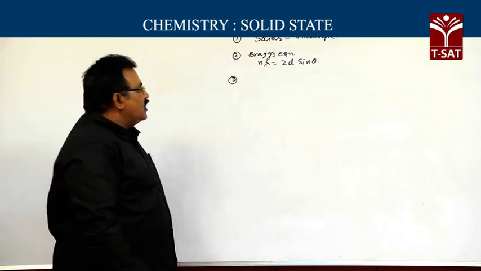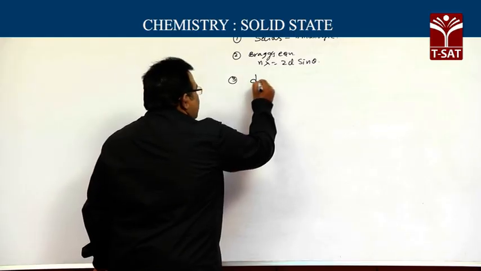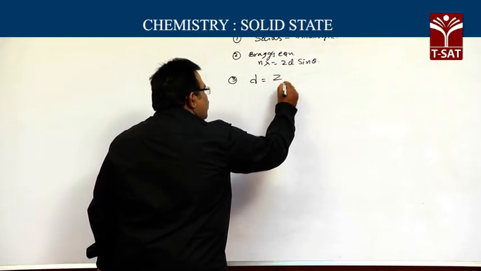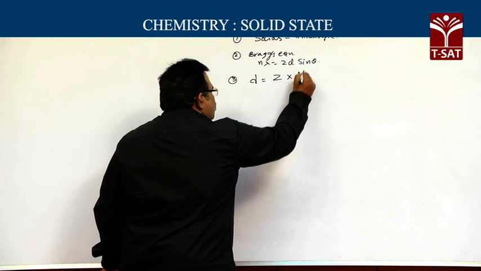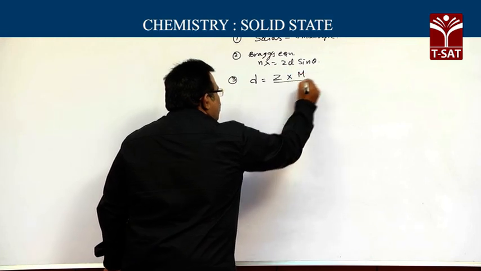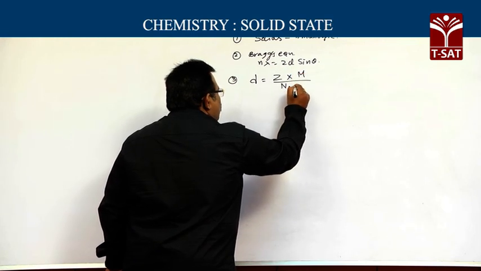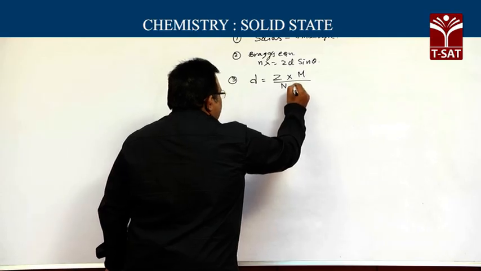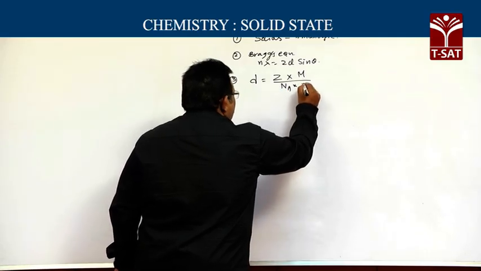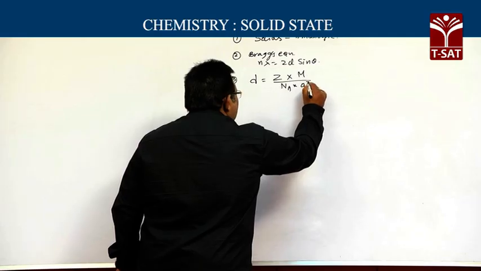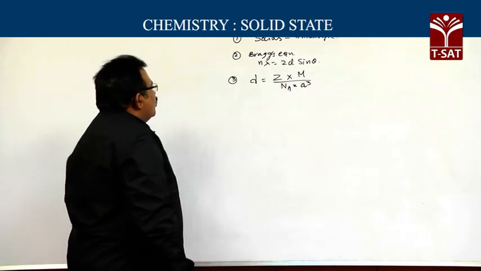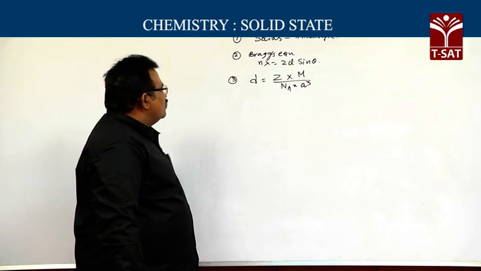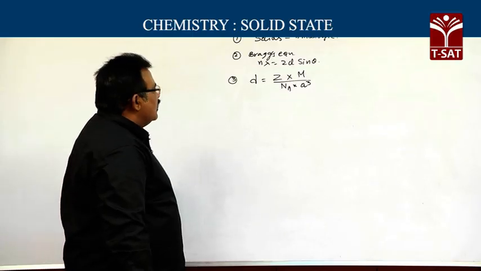Calculation of density of the unit cell. Density is equal to number of atoms into M by Avogadro number into volume of the unit cell. That means d is equal to Z M by Avogadro number into a cube.